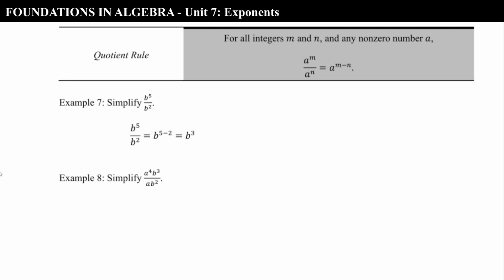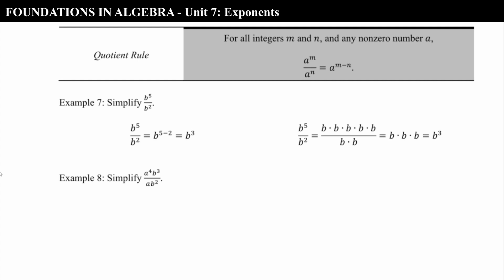Another way to look at this example is to take b to the fifth and write it out as b times b times b times b times b, and b squared on the bottom is b times b. If you cancel two b's on the top and two b's on the bottom, you're left with b times b times b, which is indeed b to the third. Okay, so just another way of looking at it.